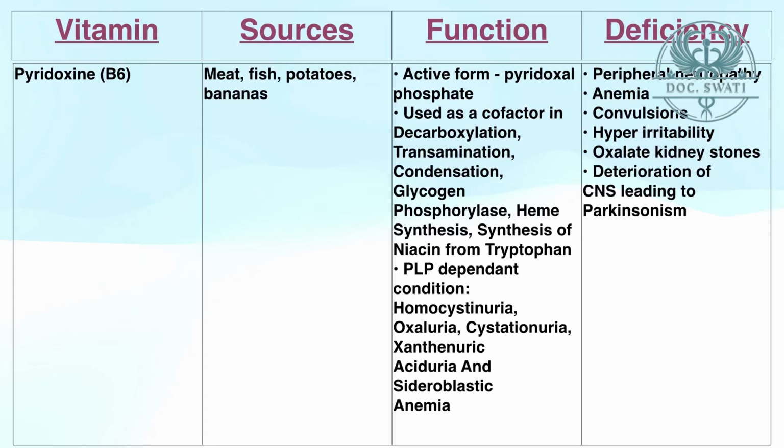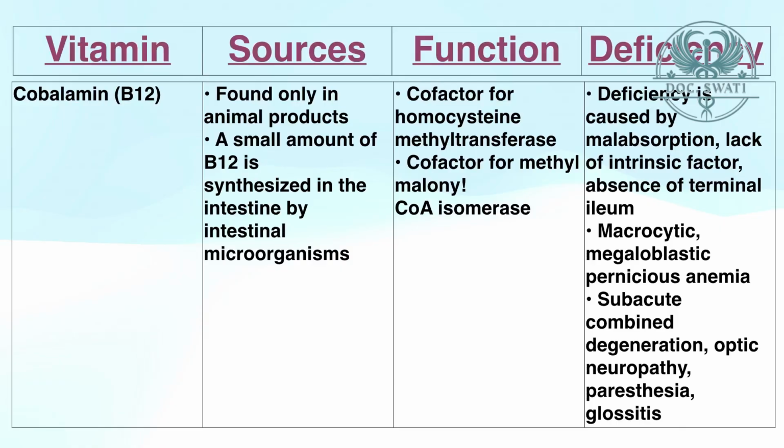Next, we have cobalamin, B12, found only in animal products. A small amount of B12 is synthesized in the intestine by intestinal microorganisms. Cofactor for homocysteine methyltransferase, and cofactor for methylmalonyl CoA isomerase. Deficiency is caused by malabsorption, lack of intrinsic factor, absence of terminal ileum. Megaloblastic pernicious anemia, subacute combined degeneration, optic neuropathy, paresthesia, glossitis.